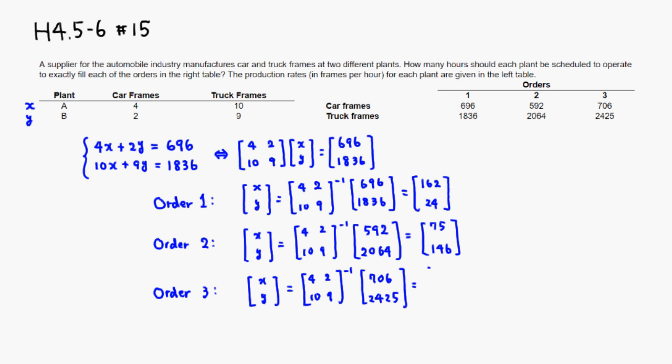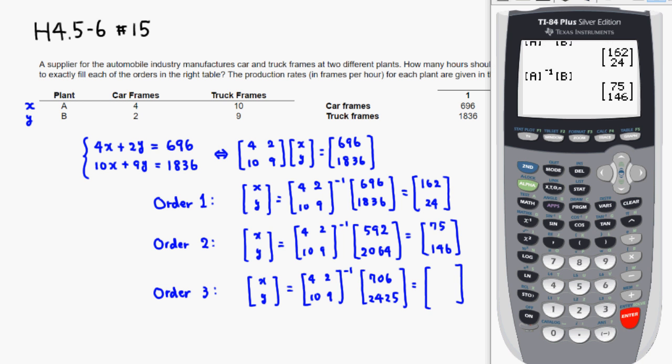Alright, so let's compute that. Bring out the calculator, go to matrix, and we edit the matrix B. Enter, 706, enter, and 2425, and enter. Then go back to the regular screen. Then we do second matrix, and bring out the matrix A, take the inverse and bring out the matrix B. We got that. So it's 94 hours at plan A and 165 hours at plan B.